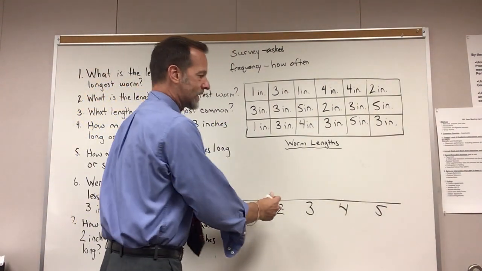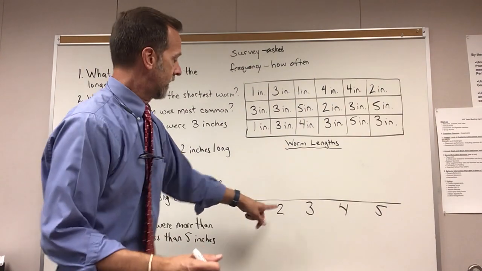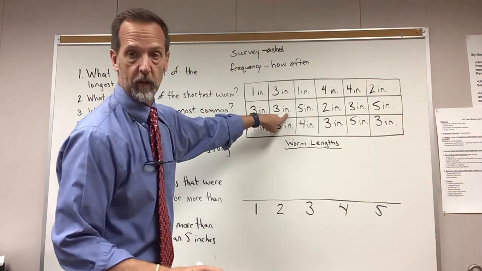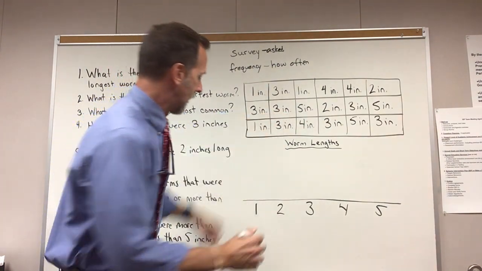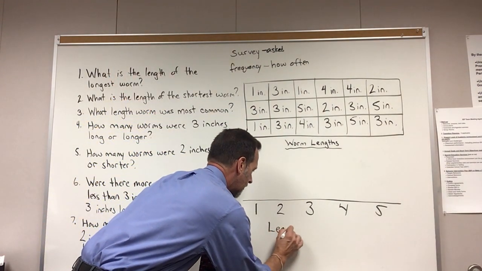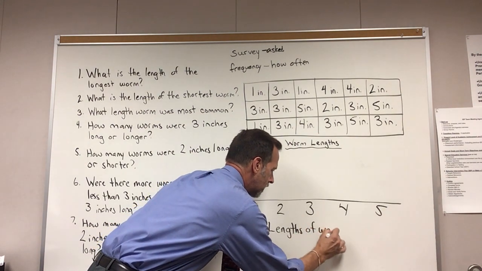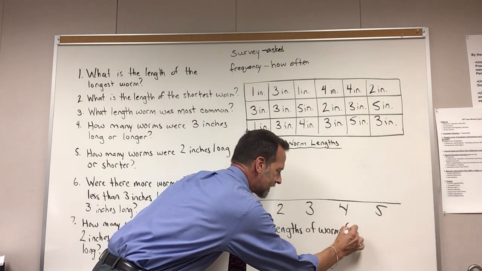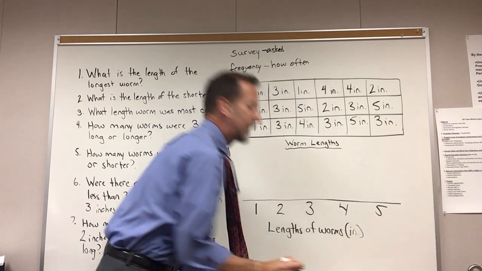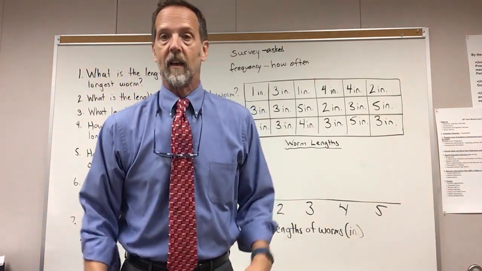Now, when I create my line plot, I want to tell what these numbers mean. These numbers mean inches. They're the lengths of the worms. So I'm going to write a label down here, and I'm going to write lengths of worms, and in parentheses I'm going to put IN period, meaning I measured them in inches. Okay? The numbers don't mean feet. Okay?